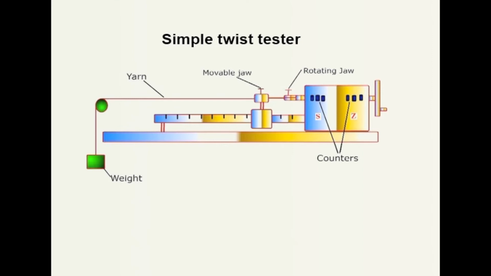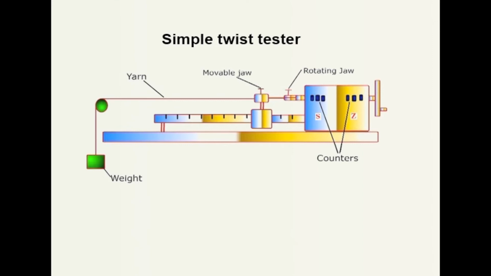And generally when we are testing the yarn, we should leave at least 1 meter from the edge of the yarn and only then start measuring the twist. The rotating jaw is connected to a counter wherein we can count the number of twists, and we have both motorized and mechanical rotating clamps. After the yarn is put between these two jaws, we rotate the clamp either clockwise or anti-clockwise depending upon the type of twist present in the yarn, that is, if it is Z or S twist.